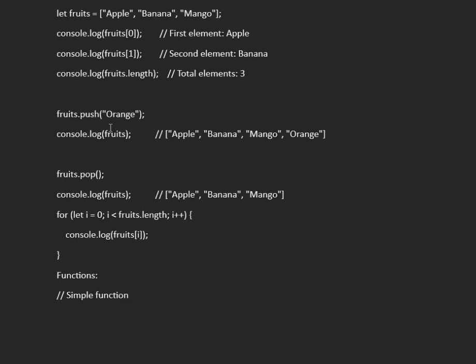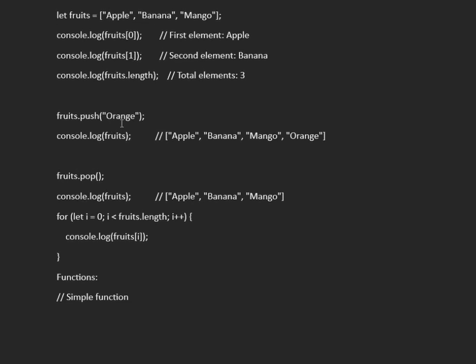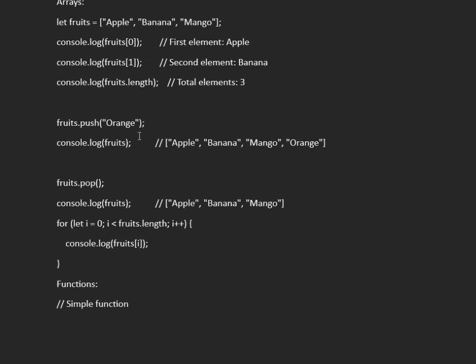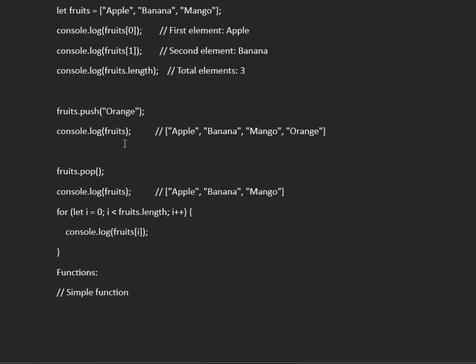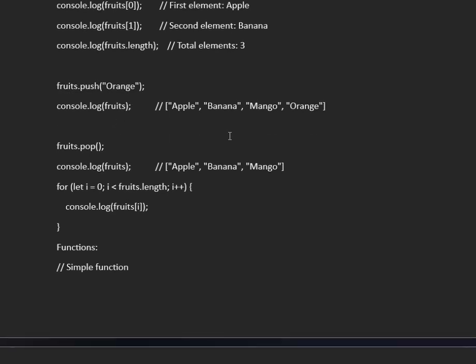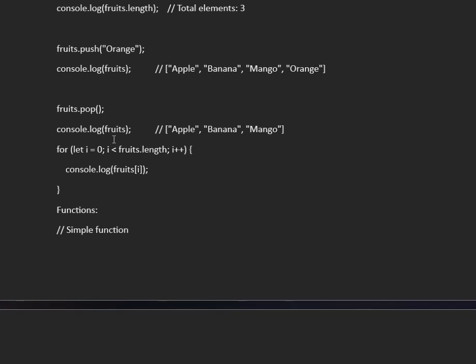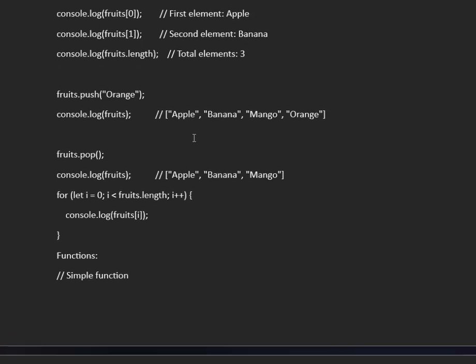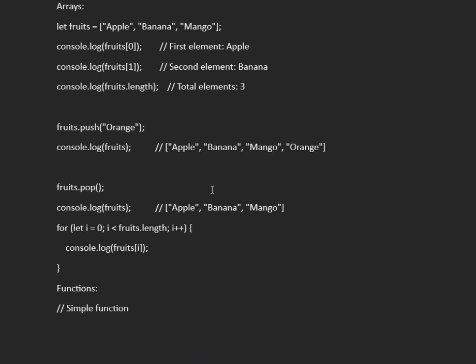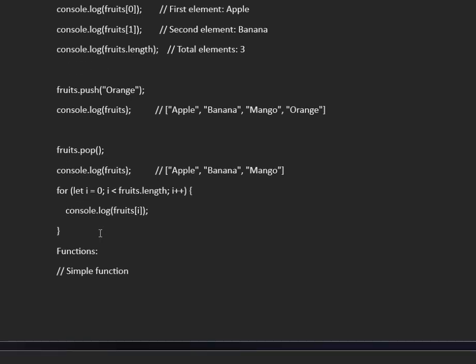Here the fruits push function adds one more element at the end of the array. And now console.log fruits returns apple, banana, mango, and orange. Now the fruits pop function removes an element from the back of the array. Here console.log prints apple, banana, and mango. Here the orange is removed because of the pop function.